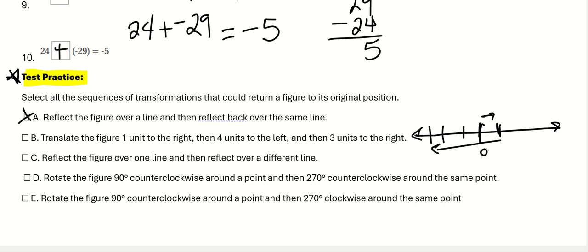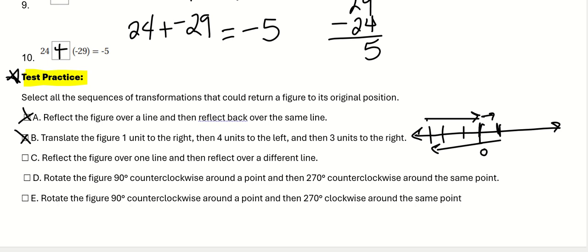Then it says go 3 to the right. Well, if I'm right on this spot right here, if I go 1, 2, 3, you can see I end up right back where I started. So yes, this will definitely end up at the same place.